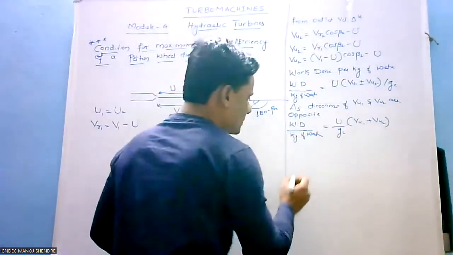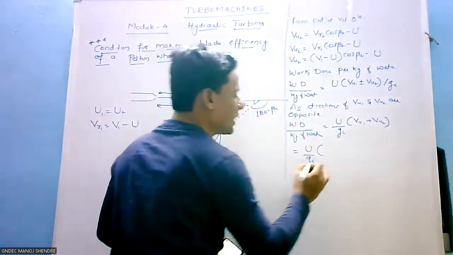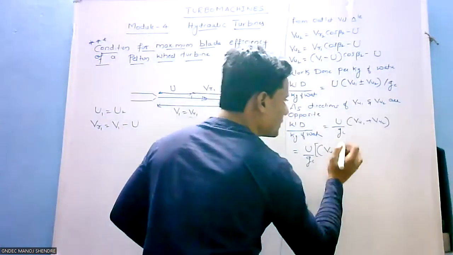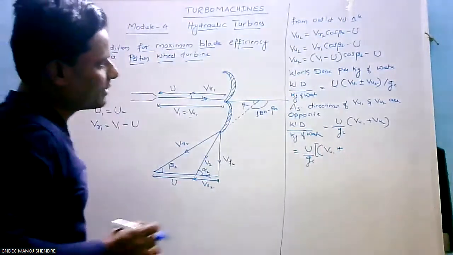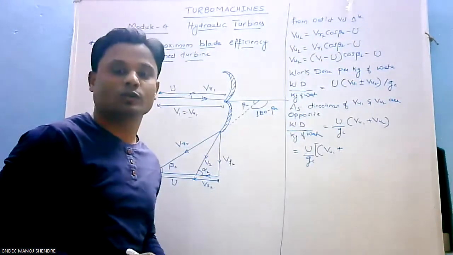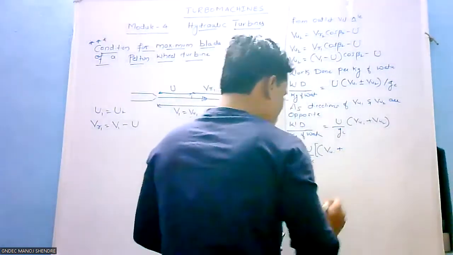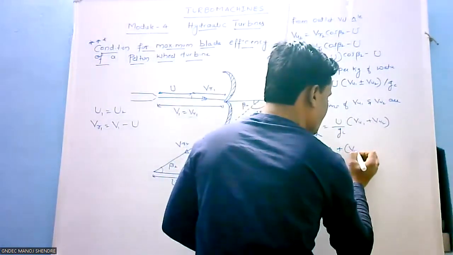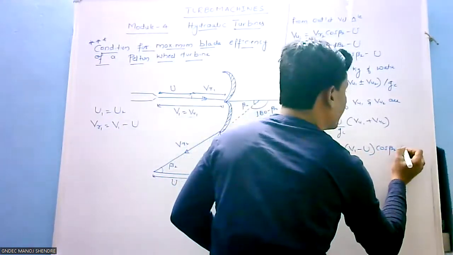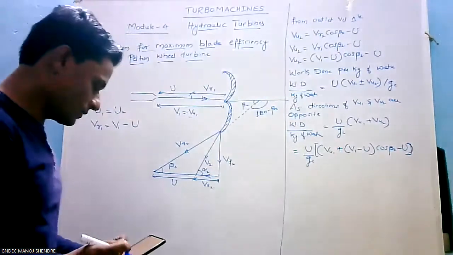Now VU1 as it is, work done per kg of water is U by gc into VU1 as it is, plus VU2. So in place of VU2, I can write this equation. Already we got the VU2 equation, that is (V1 minus U) cos beta 2 minus U. So let me write that equation: V1 minus U, cos beta 2, minus U.